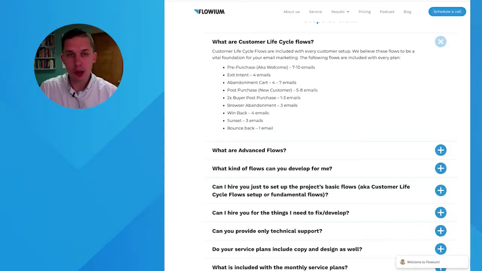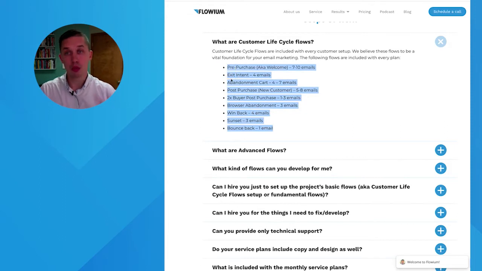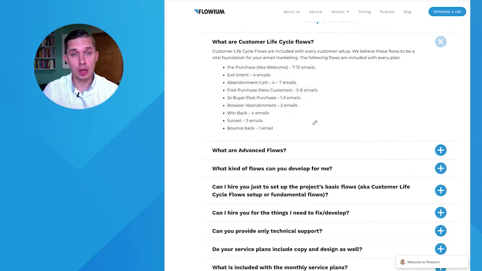So let's start. Okay, I just opened our service frequently asked questions because this is, again, the most common question we get from our clients. I will divide those automations into three categories: high priority, medium priority, and low priority. Let's start with the high priorities. There are three high priority automations.